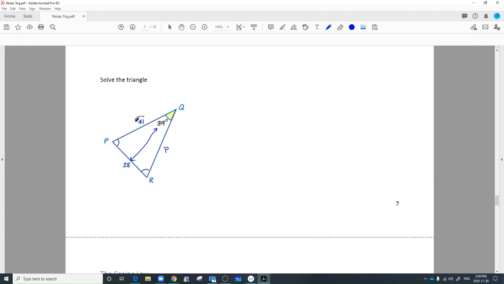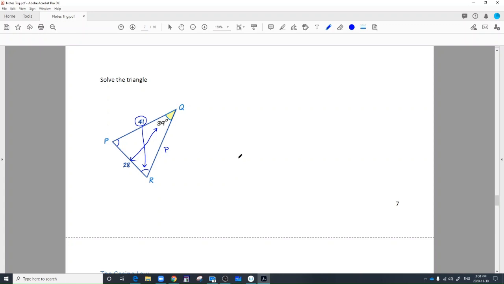So what else did they give me? Well, they gave me a side. So I'm going to use this known side to solve for this angle. So I'm going to suggest that you pause the video because I've done all the setting up so far. Now I'm going to pause the video and I want you to set up the sine law to solve for angle R.